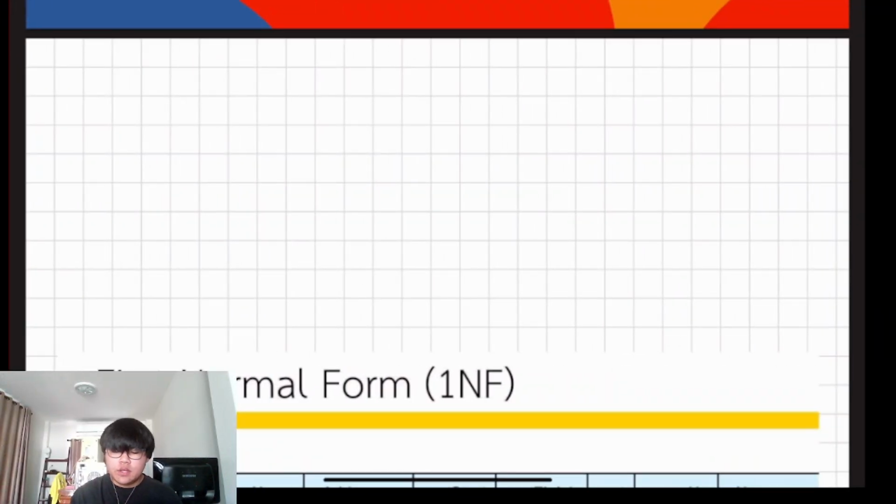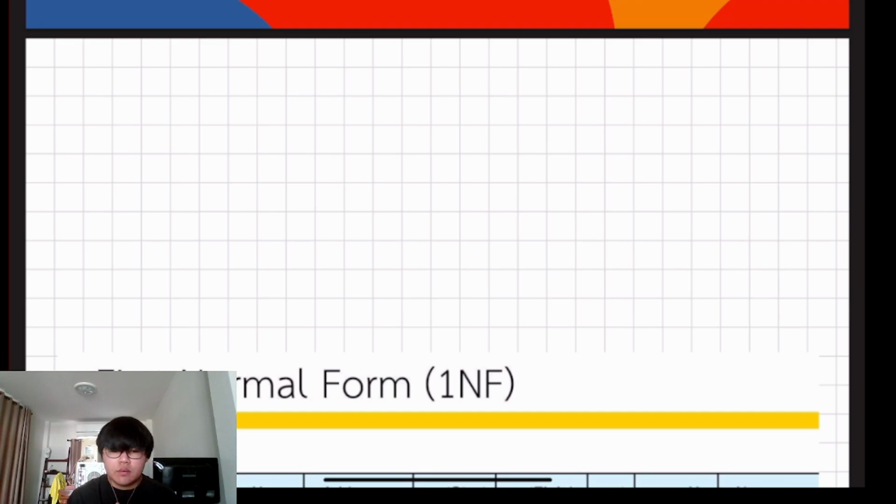Hi everyone, today I'm talking about how to do normalization: second normal form and third normal form. Let's start with second normal form. If you want to find second normal form, you need to find a partial dependent and split it into a table. A partial dependent is dependent on only part of the primary key.